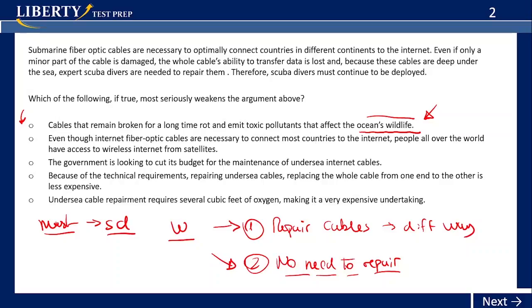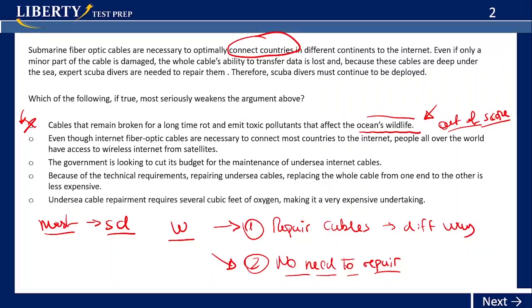We don't care about damaging the environment. We care about connecting the countries. So this is out of scope. That's not part of the argument. The argument is not focused on the environmental drawbacks or the environmental effects, collateral damage you might create from this.